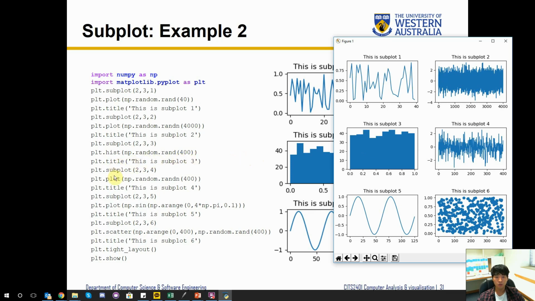Then we have another plot, which is a line chart with 400 numbers. Then we have a sine line chart. So it's the same line chart. And finally, we have the scatter plot, which takes in 2 values. This is going to be our x values, and this is going to be our y values. So this gives us a scatter plot, and then we put in tight layout and then show. As you can see, subplots are actually not that difficult compared to just making one. It's all about making sure which one you put where.